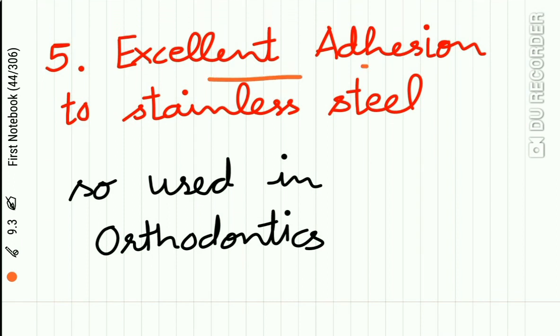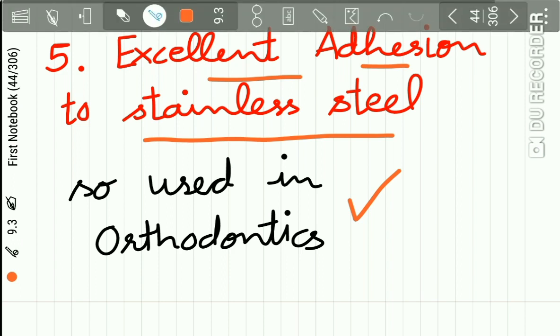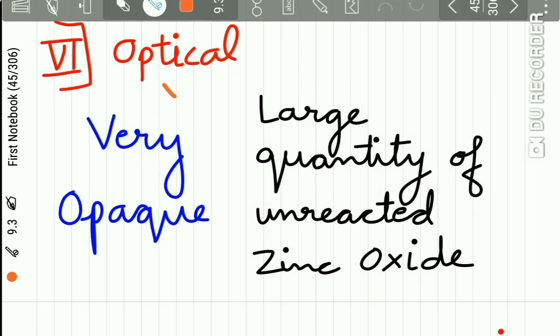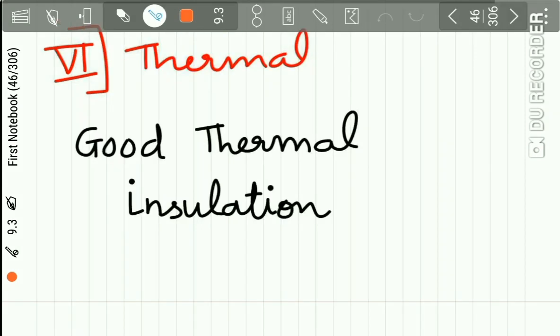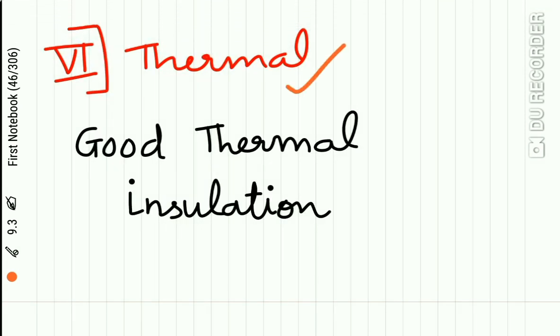There is excellent adhesion to stainless steel, so it is used in orthodontics for the adhesion of the brackets and bands on the tooth. Also, the optical property: it is very opaque because of the large quantity of unreacted zinc oxide present in it. And the thermal properties: it acts as a good thermal insulator.